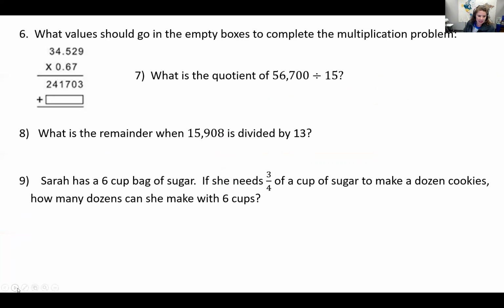All right, number 9, Sarah has a 6-cup bag of sugar. She needs 3/4 of a cup of sugar to make a dozen cookies. How many dozens can she make with 6 cups? So we're taking our whole bag of 6 and we're dividing it by 3/4 of a cup. So we are going to keep it, change it, flip it. We can multiply straight across. We get 24 over 3. Or we could think, okay, well, I can divide 3 by 3 and 6 by 3. And then when I multiply straight across, I get 8, which is the same thing as 24 divided by 3.